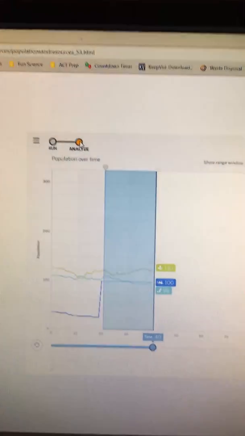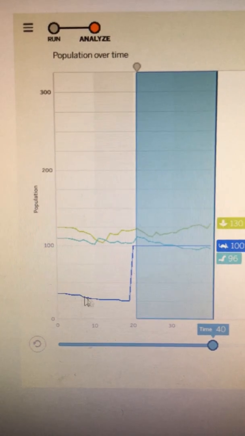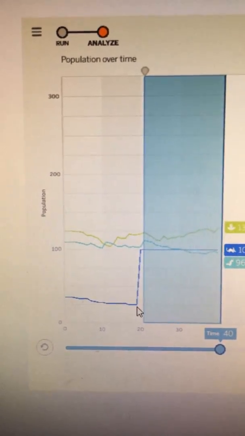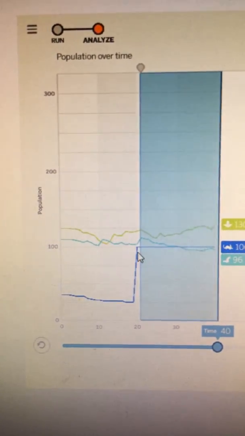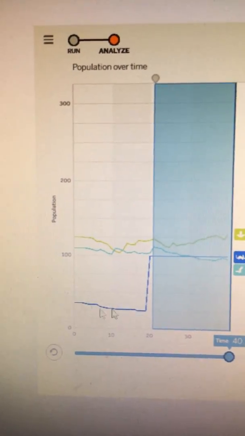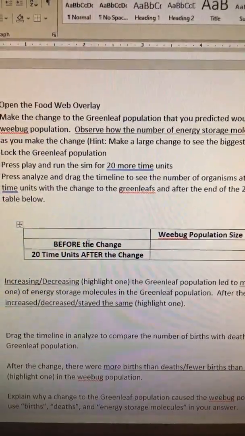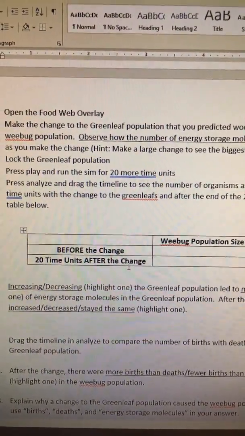So then you guys will click Analyze, and you guys will see this graph. Okay, so this is where I let it run for 20 seconds and then paused it. I changed my population of fur bills to 100 and then kept them at 100. So this is kind of the first 20 time units, the last 20 time units, but the data tells you guys, let me open up my Word here, on part 2, it asks you guys to find before the change and 20 time units after the change.